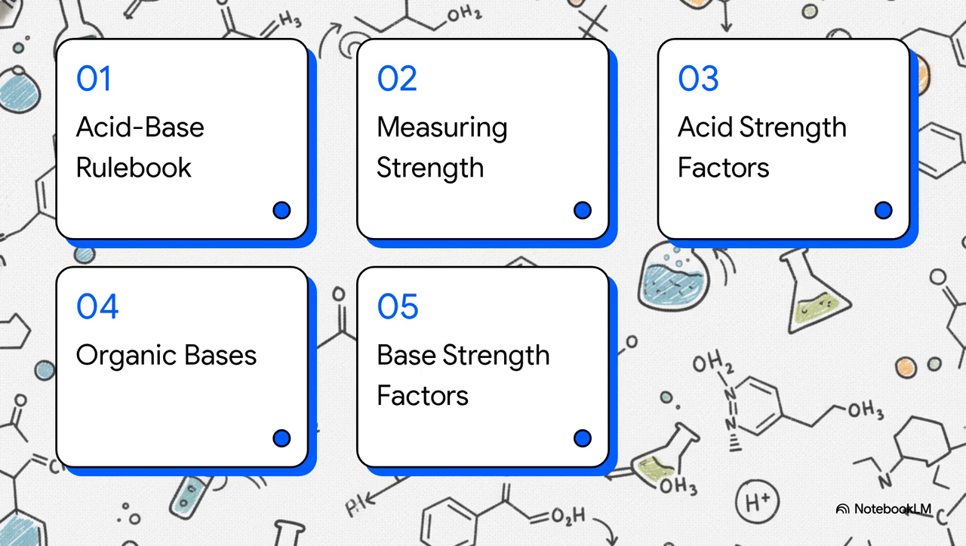We've got 5 stops: the acid-base rulebook, measuring strength, acid strength factors, organic bases, and finally, base strength factors. Let's just jump right in.